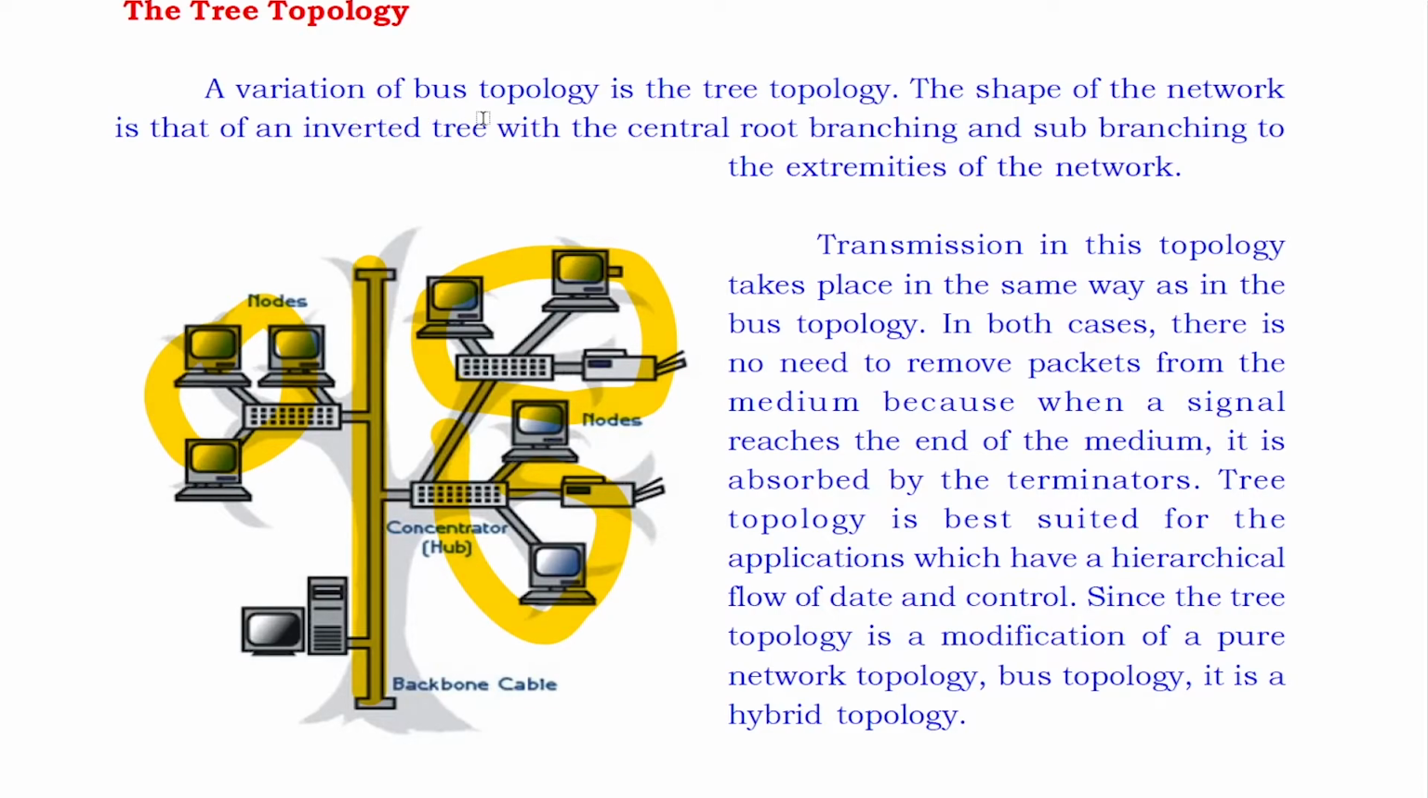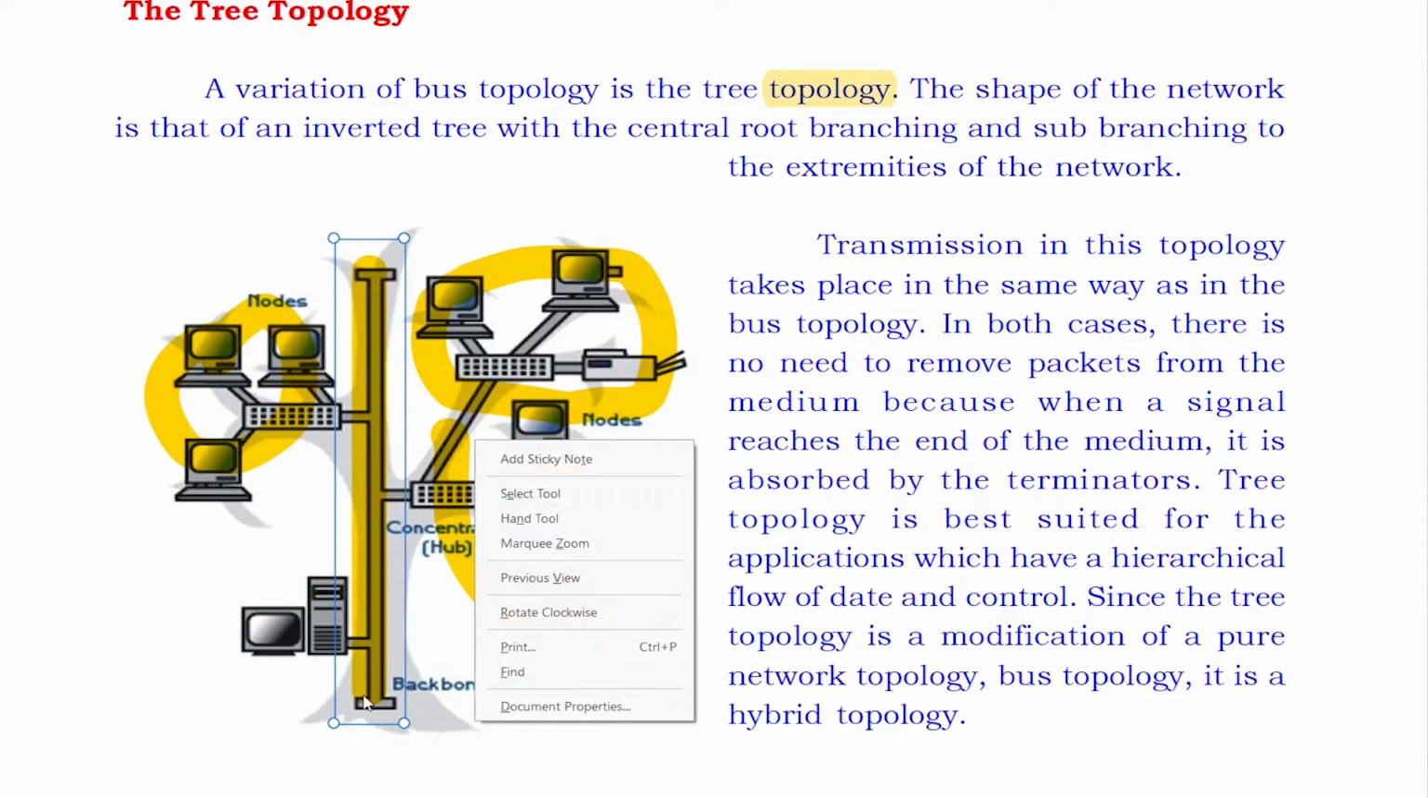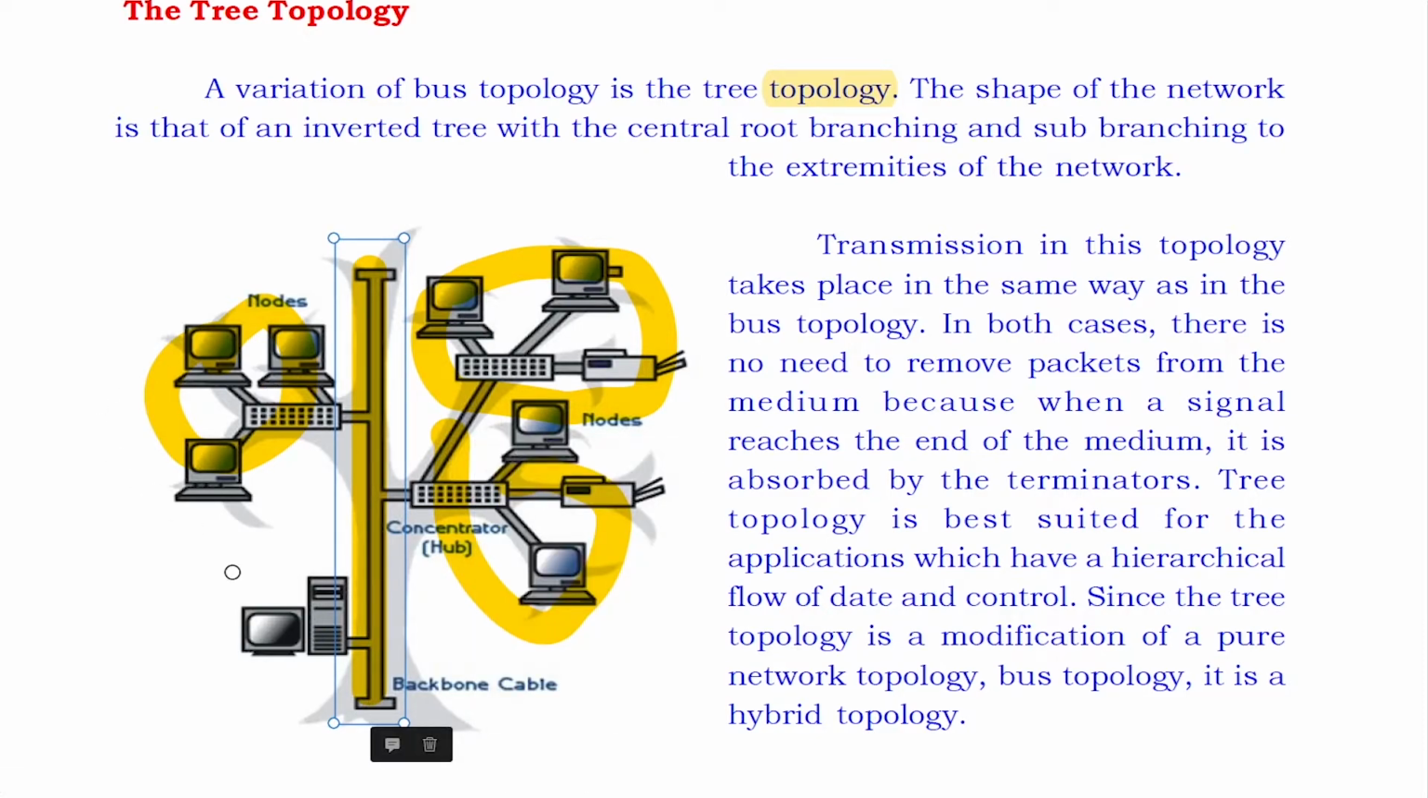A variation of bus topology is the tree topology. Just modifying the bus topology, it becomes the tree topology. The shape of the network is that of an inverted tree, with a central node branching and sub-branching to the extremities of the network. Very simple one. No need to panic here. So it is like from the root we have branches, as you can see here, and as I already told you, this is like a tree.